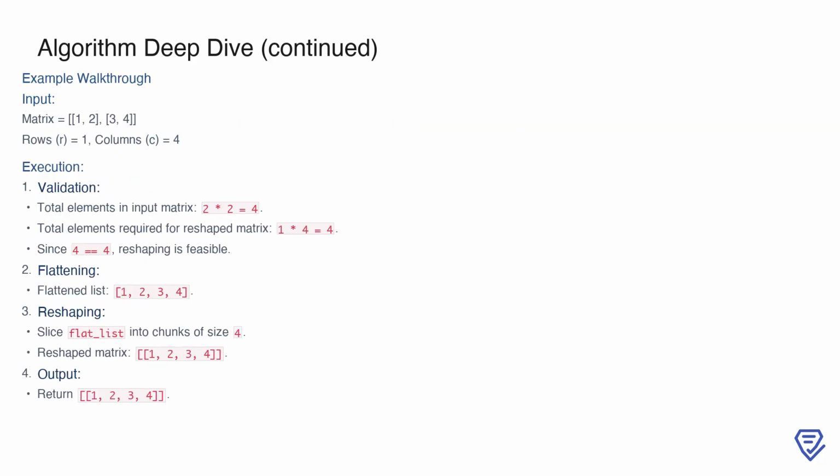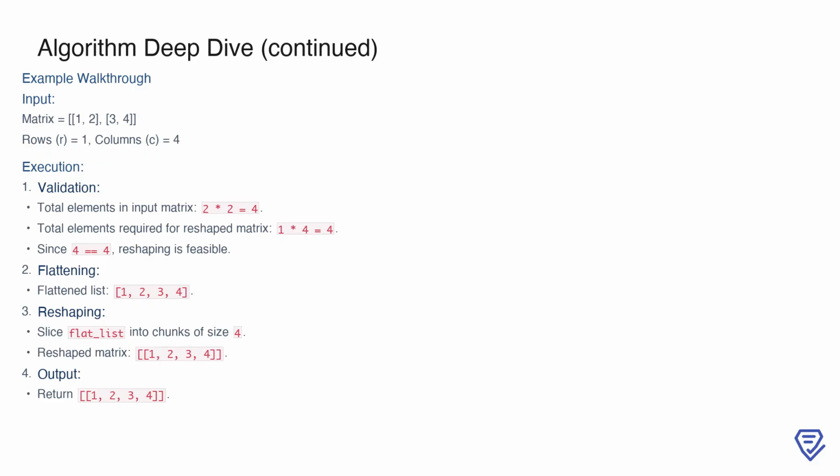To see the algorithm in action, let's walk through an example. Suppose the input matrix is [[1, 2], [3, 4]], and we want to reshape it into 1 row and 4 columns, meaning R equals 1 and C equals 4. First, we validate whether reshaping is feasible. The total elements in the input matrix are 2*2 equals 4, and the total elements required for the reshaped matrix are 1*4 equals 4. Since these values match, reshaping is possible.